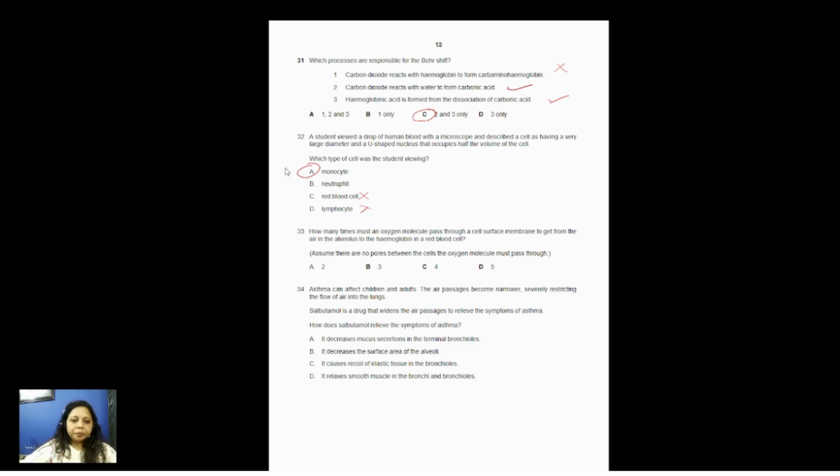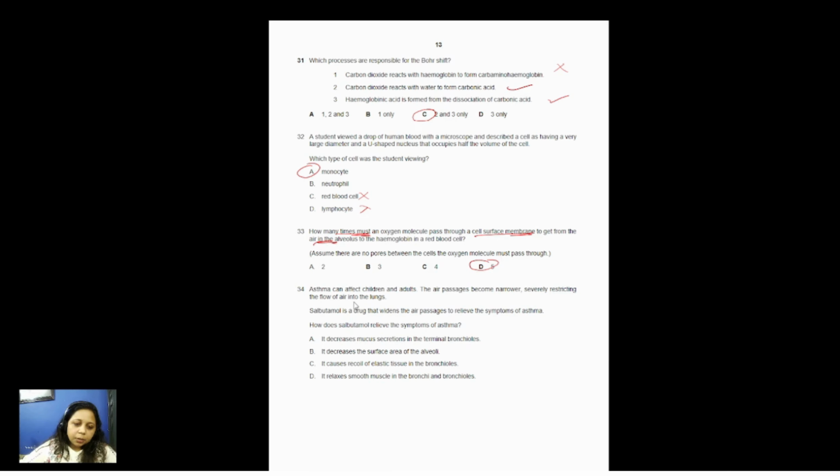How many times must an oxygen molecule pass through a cell surface membrane to get from the air in the alveolus to the hemoglobin in the red blood cell? So assume there is no pore between the cells and the oxygen molecule must pass through. How many times? Let's go through the molecule passing through a cell surface membrane to get from the air in the alveolus. So the answer is 5. These are the 3 key terms which need to be corrected, and this is the one which students mostly get wrong, but you need to get it right.